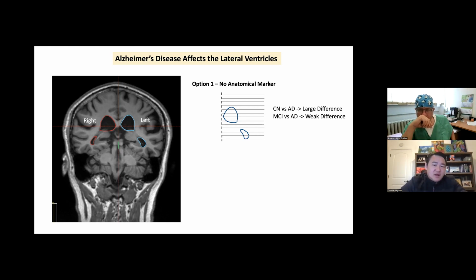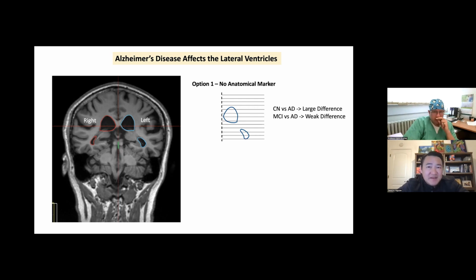Here on the right, we measured the shape of this cavern, and it's two compartments because this is a three-dimensional shape. It's like a U shape. So when you take a 2D slice, it cuts that cavern into two compartments, but it's the same lateral ventricle. When we measured the shape using the parallel grid system, we found a big difference between cognitively normal, that's CN, patients versus Alzheimer's patients, which is represented by AD. However, when we measured the same shape in MCI, which is mild cognitive impairment, which some consider the pre-version of Alzheimer's, though not always the case, we found a very weak difference.